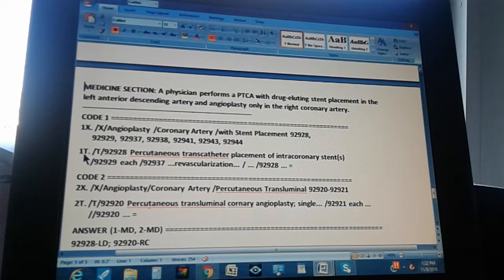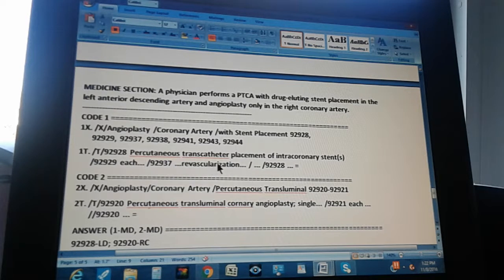First, we go to tabular. Then we start with 92928. And what is that? Percutaneous transcatheter placement of intracoronary stent or stents. Which is more or less what we have, right? Now, what do we have as the next one? 92929 as each, if there were more than one, right? Yes. Okay, and the next one?